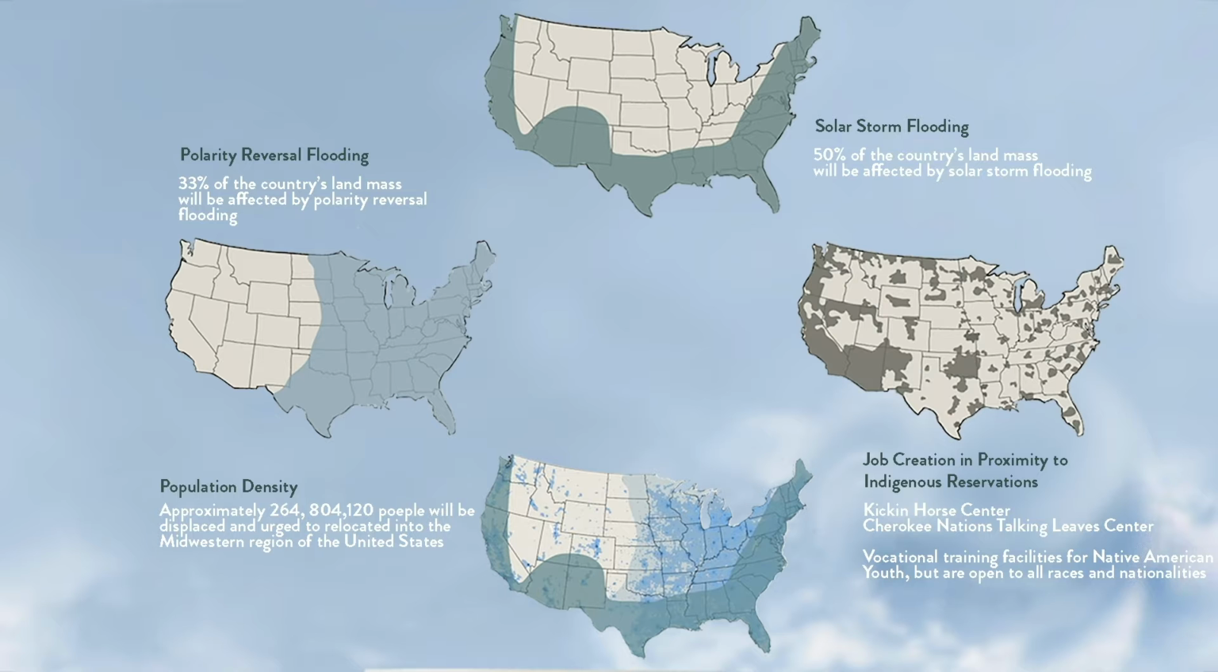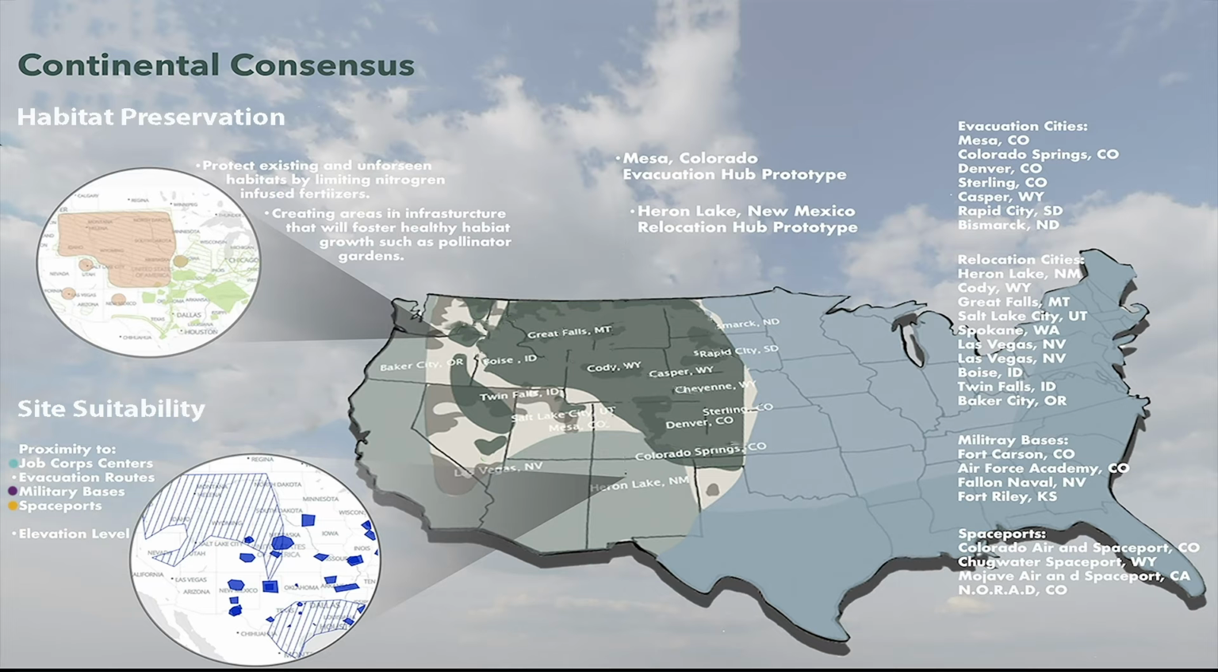Indigenous reservations comprise 56.2 million acres of land in the United States. Many of these cultural lands have high poverty rates, poor health care, and low quality of education. It is critical to create all-inclusive evacuation and relocation hubs. Selecting areas for Job Corps sites that are in close proximity to these native lands will increase the flow of revenue and create jobs for millions of people that are displaced.